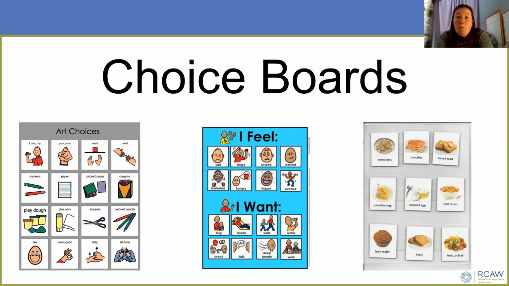In the slideshow here, it shows the different choices for a menu or for something to eat. A lot of times restaurants do have visual menus. So that's something you're able to ask for. If you go to a fast food restaurant, you're able to ask for a visual menu. And then that way the individual can point to what they want and still be independent in ordering. So those are choice boards.